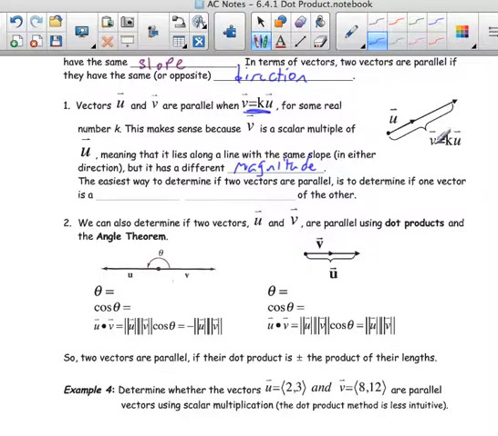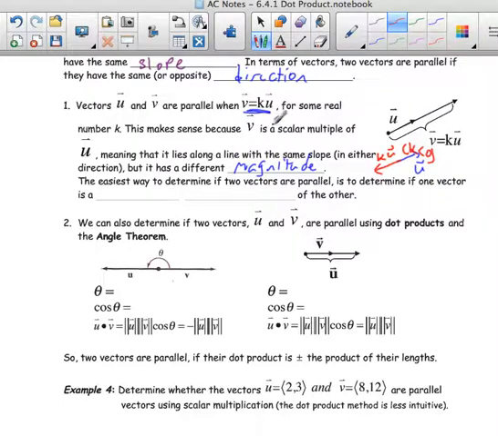If k is negative, we would have the vector u in this direction, and then we could take v equals ku. The vector u would get flipped in the opposite direction. That's if k is negative, or k less than 0.